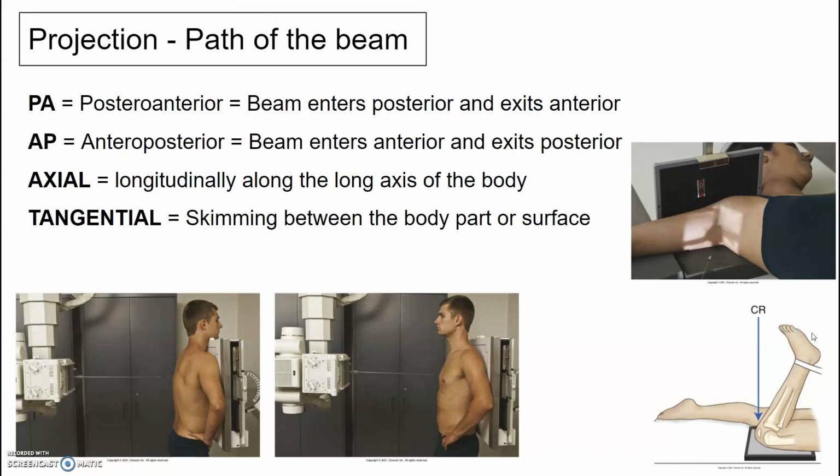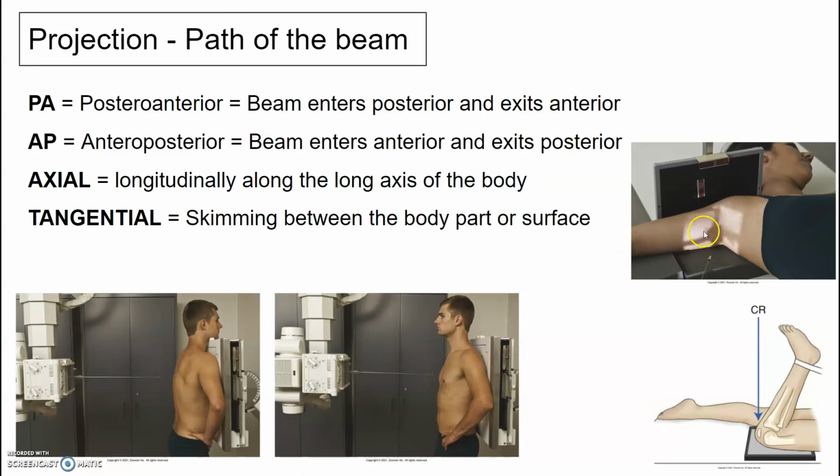Projection, remember this is the path of the beam. So where is the beam entering? Where is it exiting? We talked about anterior and AP and PA, okay? So this is your PA, entering posterior, exiting anterior, hitting your image receptor. AP, hitting the anterior, exiting posterior image receptor here.